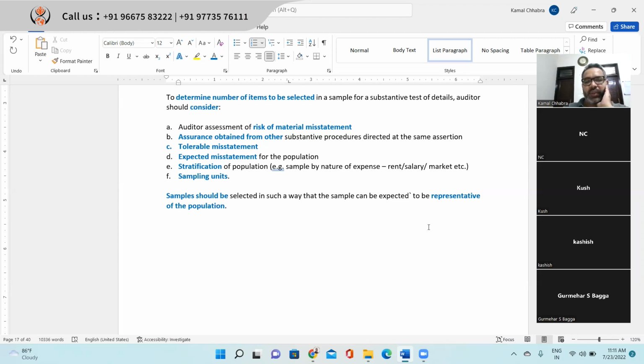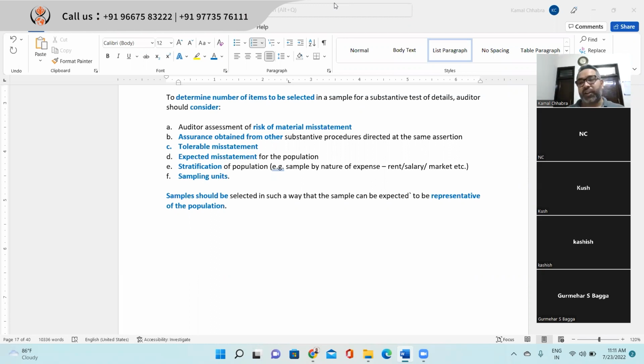Next is tolerable misstatement, that is your tolerable error amount. Expected misstatement of the population, 1%, 2%, 5%, is completely the professional judgment of the auditor, right? The next one is stratification of the population. What is stratification of the population? Segregating the population based on nature and characteristics, like in the morning we discussed the example of rent expenditure, sales expenditure, marketing expenditure, journal expenditure, right?